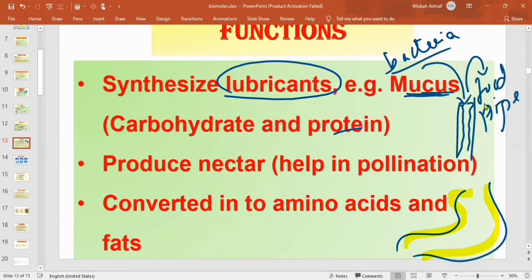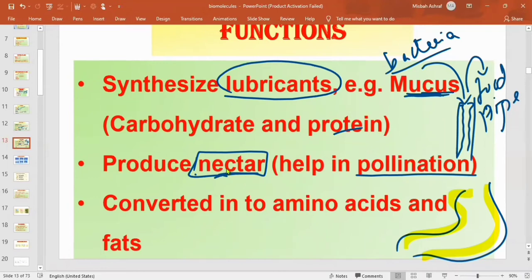Next is they also produce nectar. Nectar is sugary or sweet in taste, and that is used as food for some of the insects. When insects come on the flower to collect the nectar, some of the pollen grains stick to their body, their beak, their back, and then when they fly onto the other flower, those pollen grains fall on the other flower and they enter into the female part of the flower. So this is known as pollination, which is the transfer of pollen grains from anther to the stigma of the flower, which helps in their germination, right?